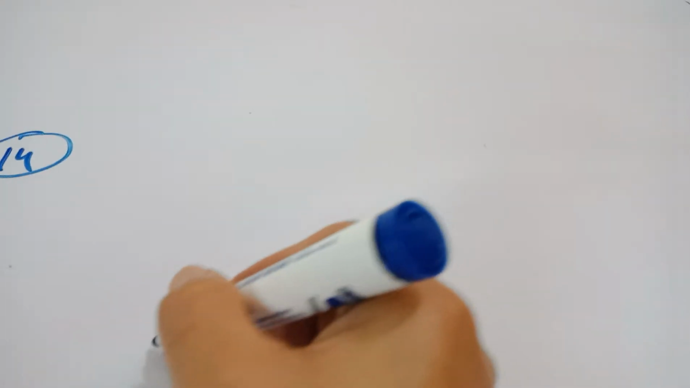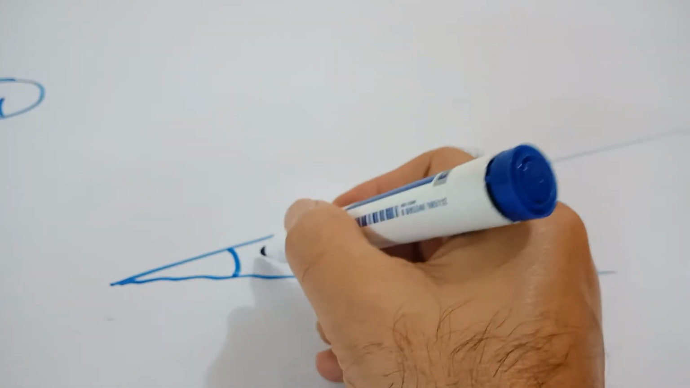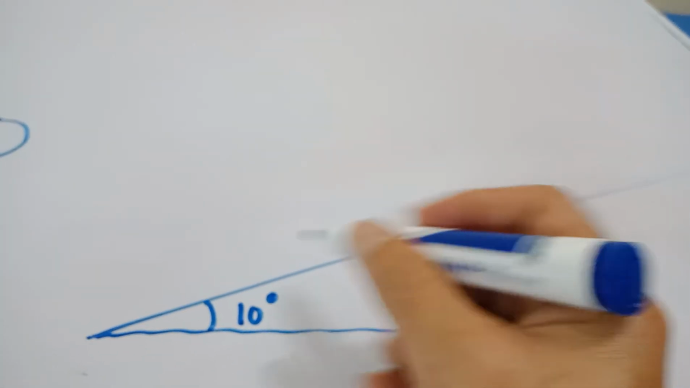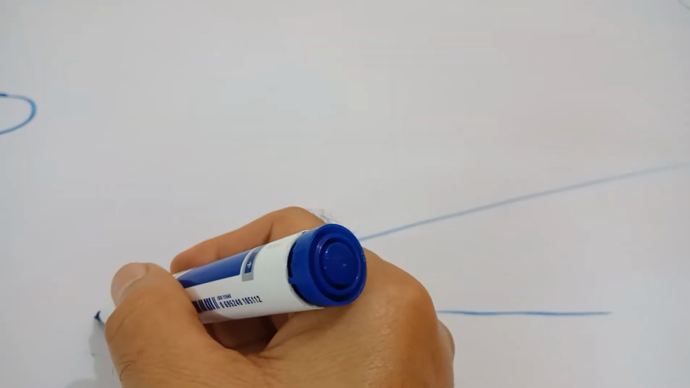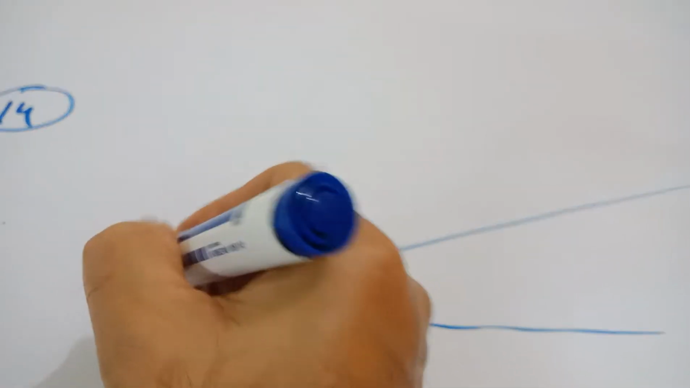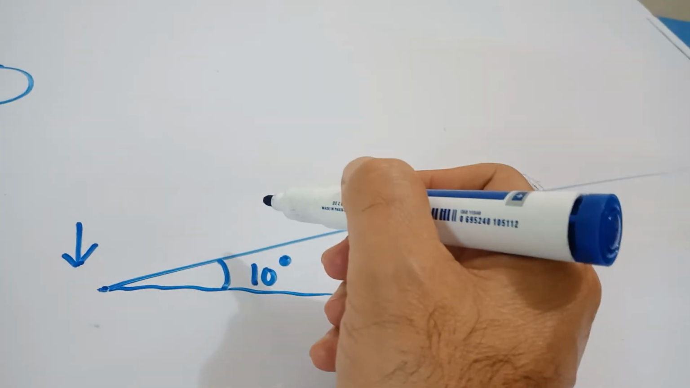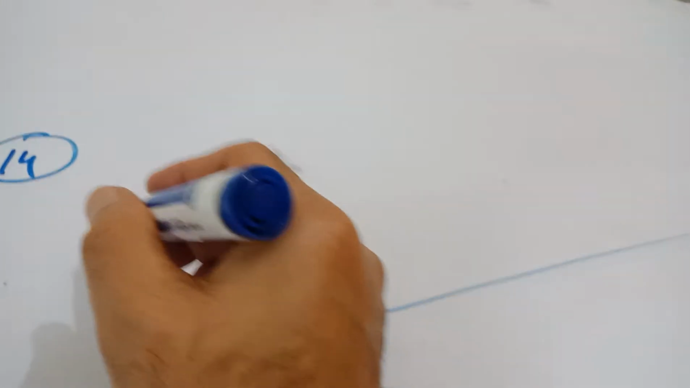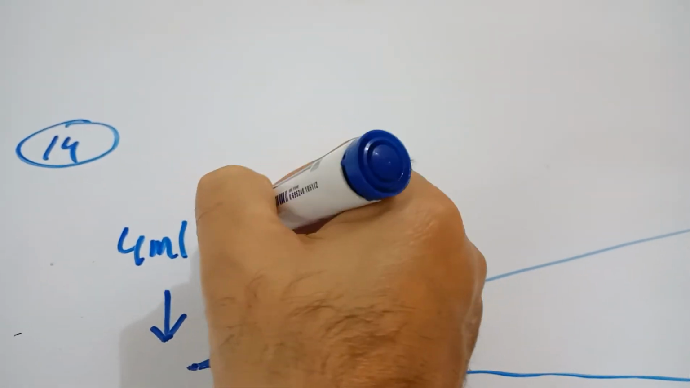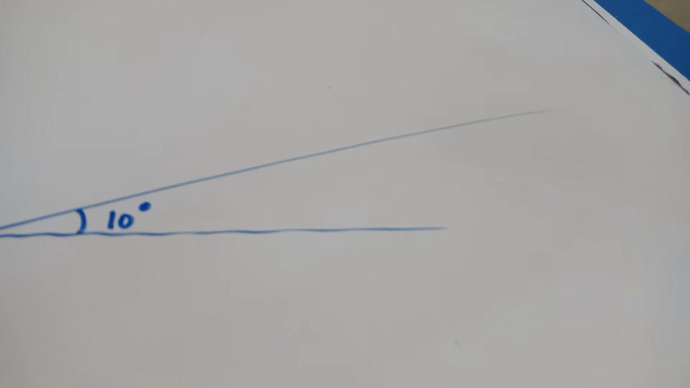Now the question says a ball of mass 3 kg is rolled with initial speed 4 meter per second up a slope at an angle 10 degrees to the horizontal. So I'm just going to draw this. Suppose this is your horizontal and here is that inclined surface on which we have rolled our ball. Obviously, when you roll it up, you have to give it an initial push and that will give it the initial speed. So the initial speed over here is 4 meter per second.